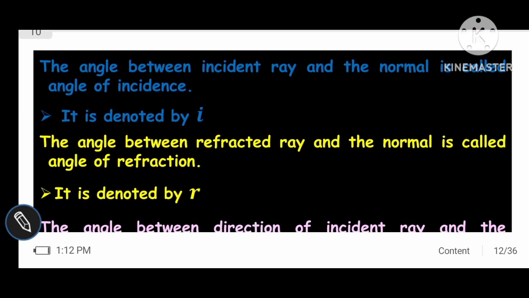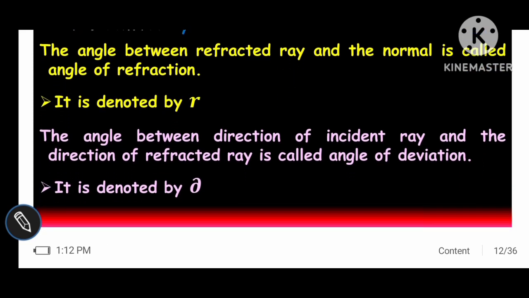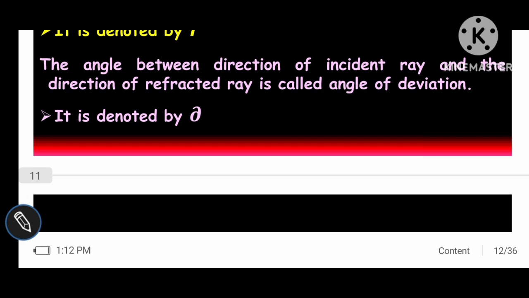The angle between the incident ray and normal is called angle of incidence, which is denoted by small letter I, and the angle between refracted ray and the normal is called angle of refraction, which is denoted by small letter R. The angle between direction of incident ray and the direction of refracted ray is called the angle of deviation, which is denoted by the letter delta.